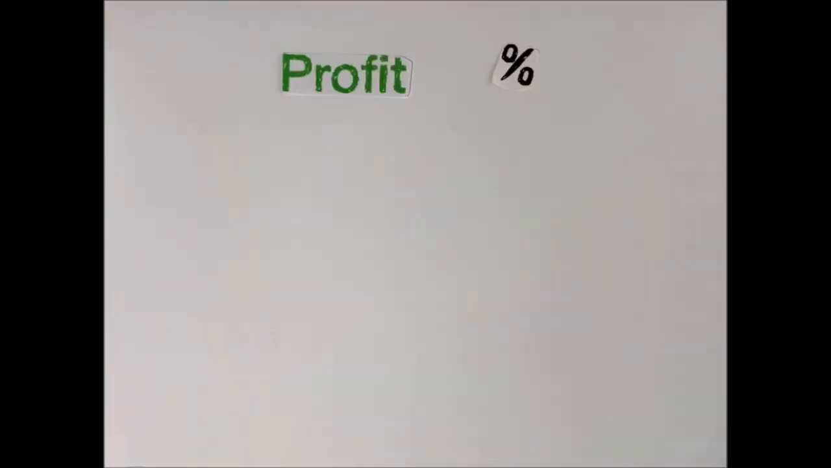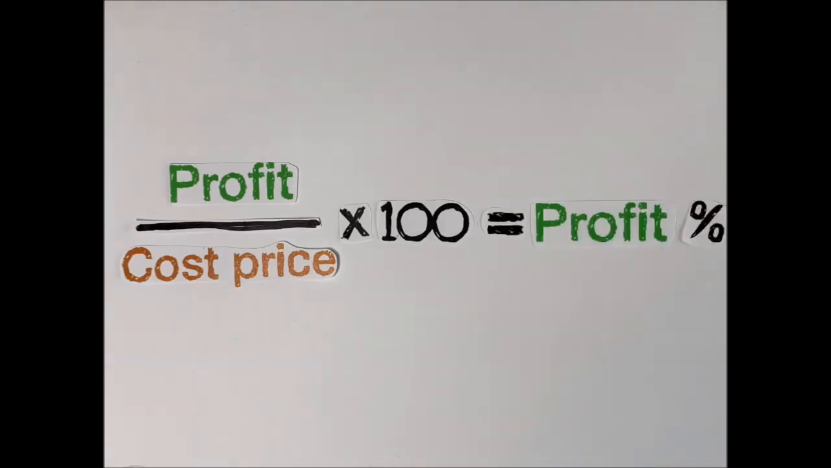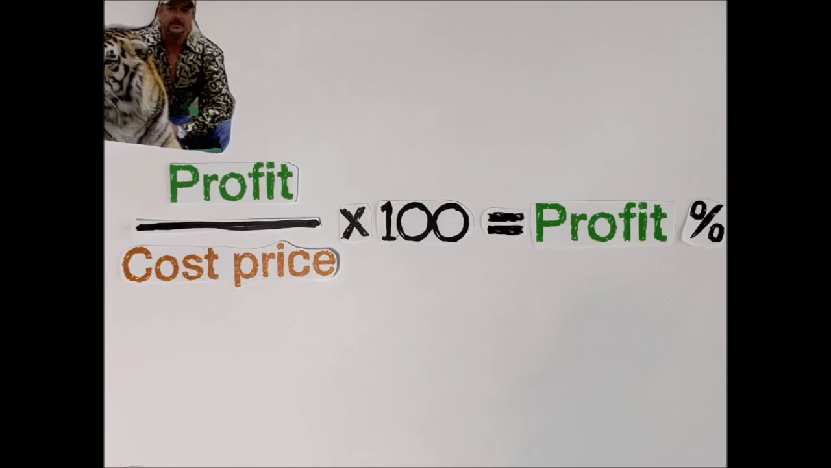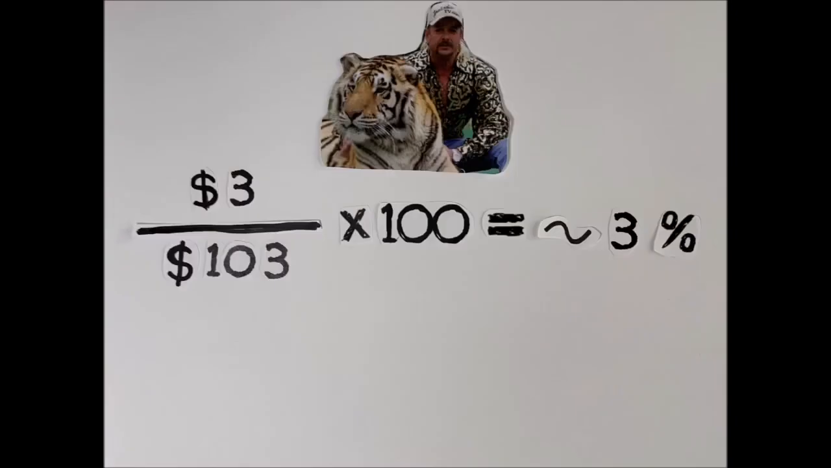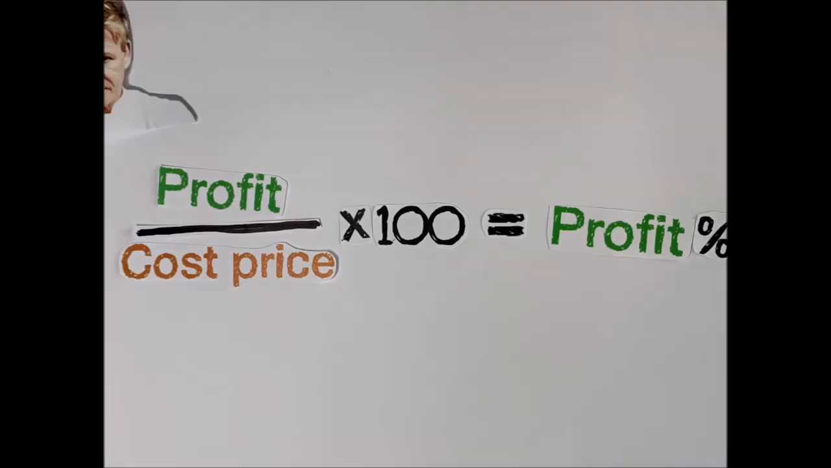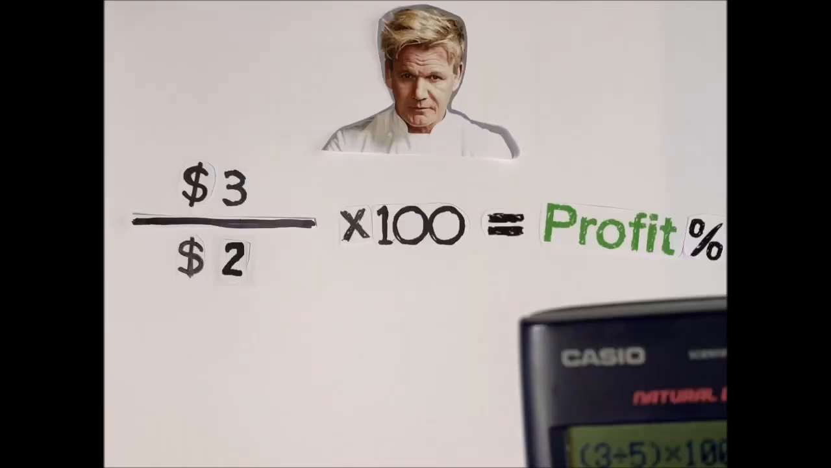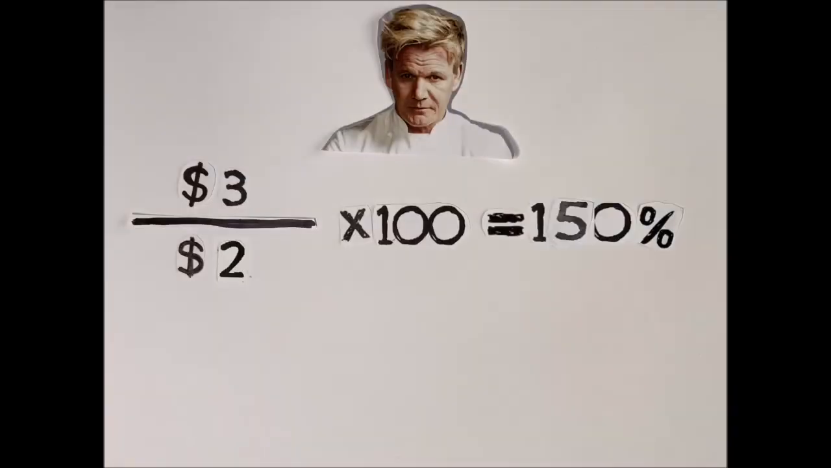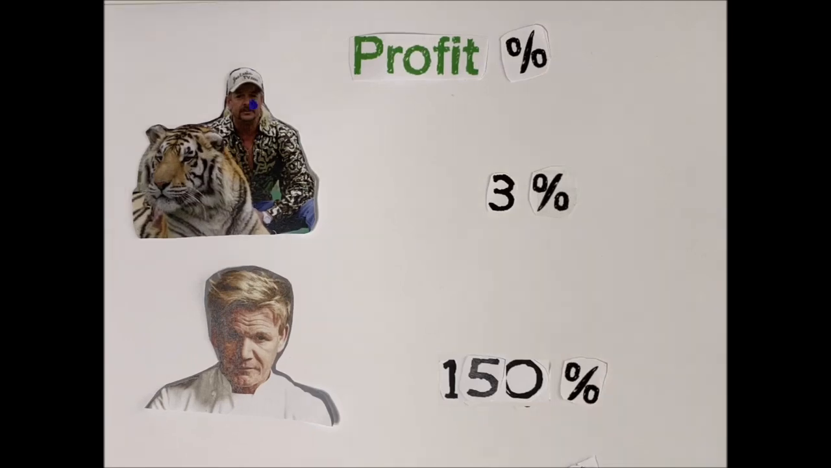To work out profit percentage, you take the profit, divide by the cost price, multiply it by 100, and you get the profit percentage. In Joe's example, he earned $3 profit, it cost him $103 to raise the tiger, and he got about 3% profit. In Gordon's example, he also earned $3 profit, it cost him $2 for ingredients, and he made 150% profit! Wow! Well, based on percentages, Gordon made significantly more than Joe.